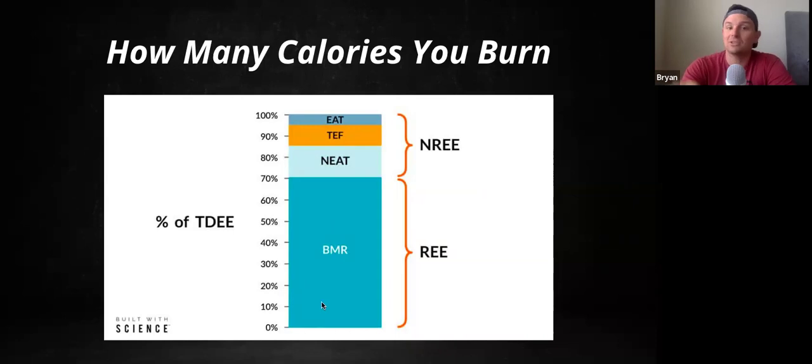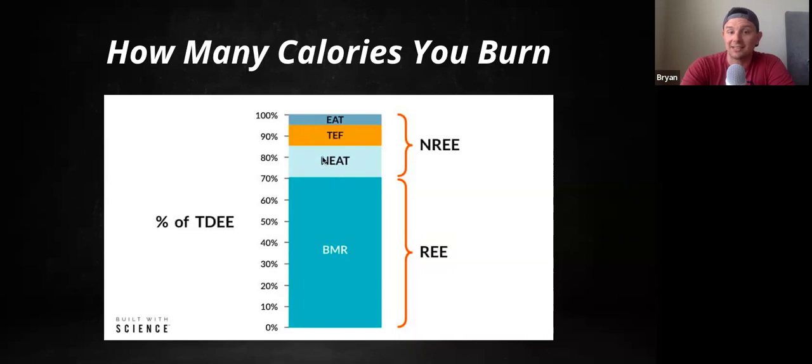So, back to the calories. When it comes to your basal metabolic rate, that makes up about 70% of all of the calories you're going to burn throughout the day. That's 70. Okay. And this is your resting energy expenditure. So, this is the amount of calories you burn without doing anything. So, if you were to lay in bed all day and do nothing at all, that would be how many calories your body needs just to survive and do its thing.